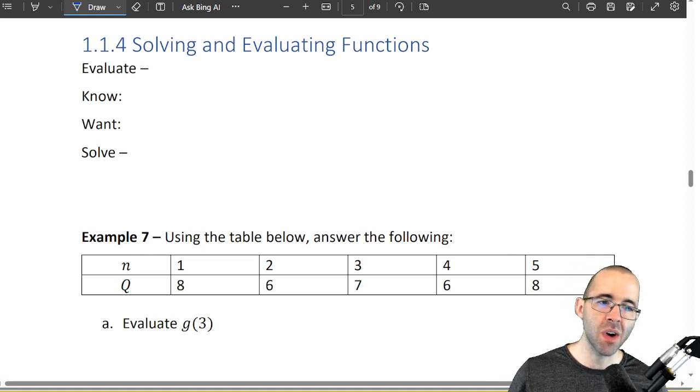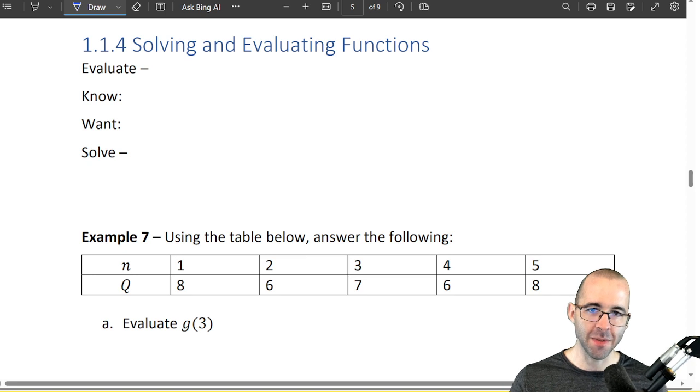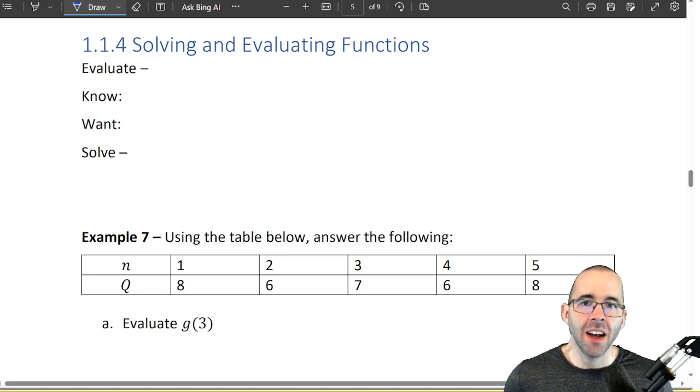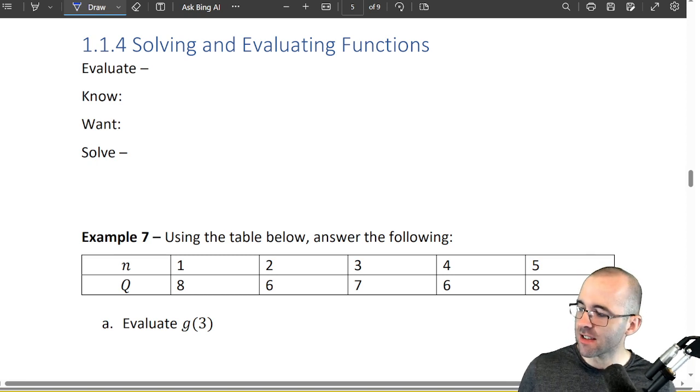All right, I like solving problems. Doesn't have to be math problems. I like solving problems. And here we're going to be solving functions and evaluating functions. And they're two sides of the same coin.